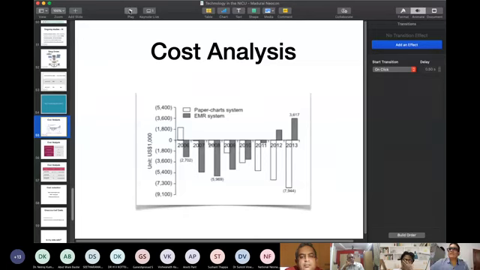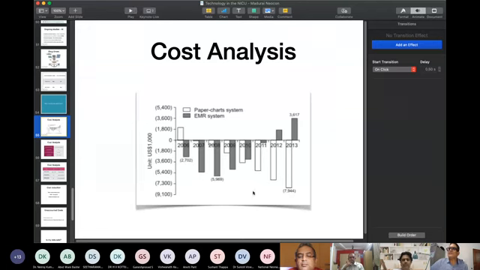I'll just share my screen to show the cost analysis. There are studies in the US where they have done the cost analysis of the EMR and the hospital management system. On the x-axis are the years, 2006 to 2013. The darker bar is the EMR system and the whiter bar is the paper chart system.